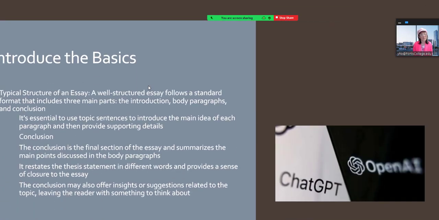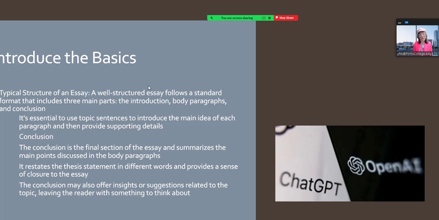Introduce the basics. Typical structure of an essay. A well-structured essay follows a standard format that includes the three main parts: the introduction, body paragraphs, and conclusion. It's essential to use topic sentences to introduce the main idea of each paragraph and then provide supporting details. Conclusion. The conclusion is the final section of the essay and summarizes the main points discussed in the body paragraphs.